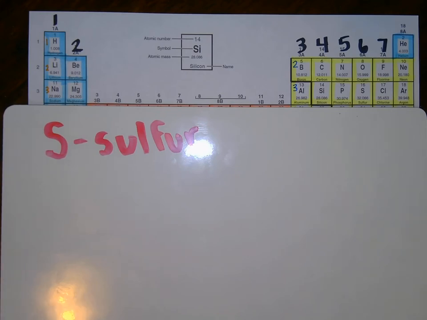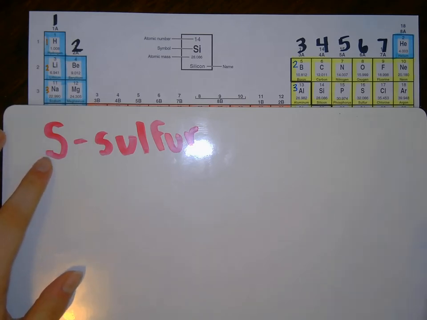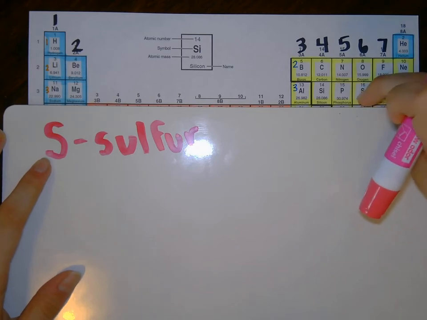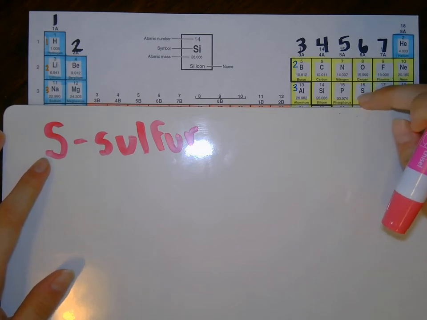So let's pretend I'm a scientist that works with the periodic table every day, and I'm always writing electron configurations. And today I had to write it for sulfur. So sulfur is right here. Now I'm going to do the same electron configuration reading I've been doing.